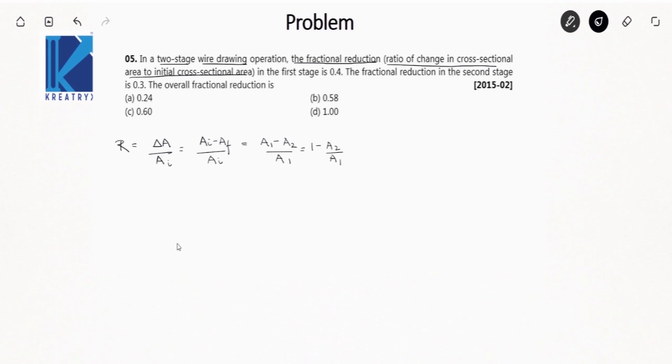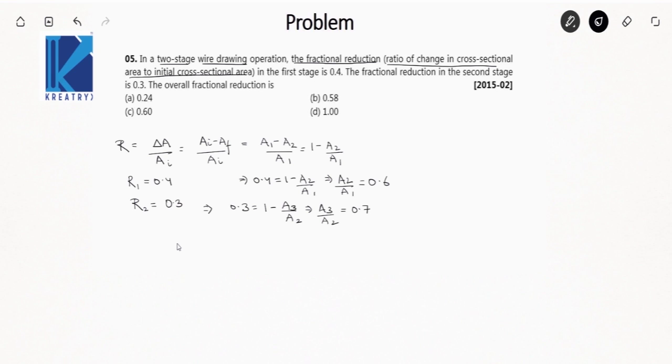Now in the first stage, R1 is 0.4. The fractional reduction in the second stage, let's say R2, is 0.3. So what is 0.4? 0.4 is equal to 1 minus A2 by A1. So A2 by A1 becomes 0.6. Similarly, 0.3 equals 1 minus A3 by A2, which implies A3 by A2 becomes 0.7.